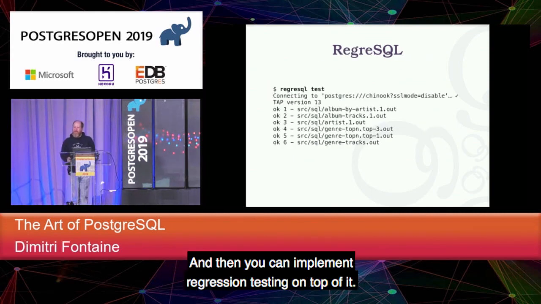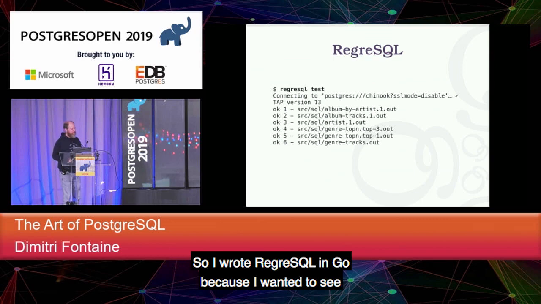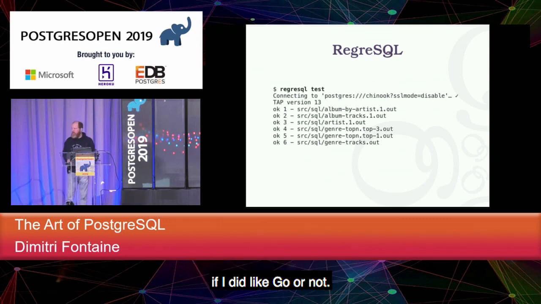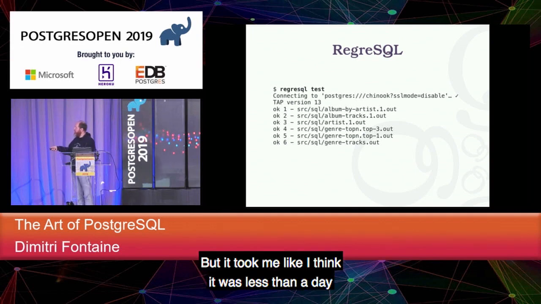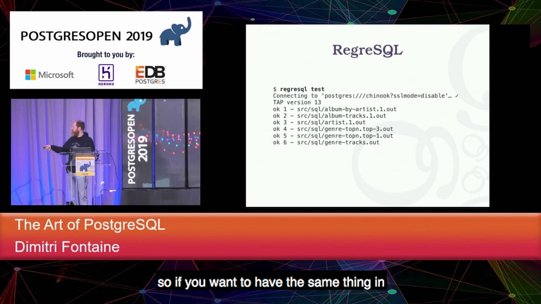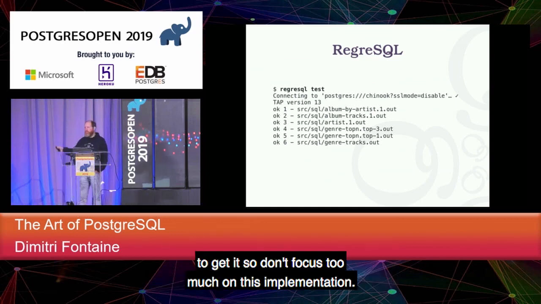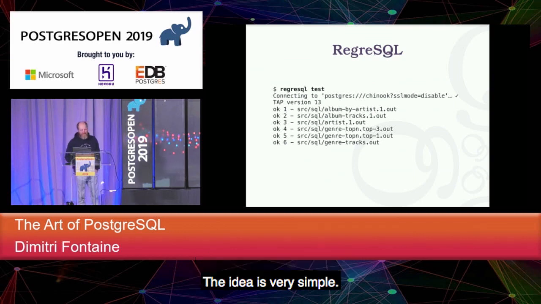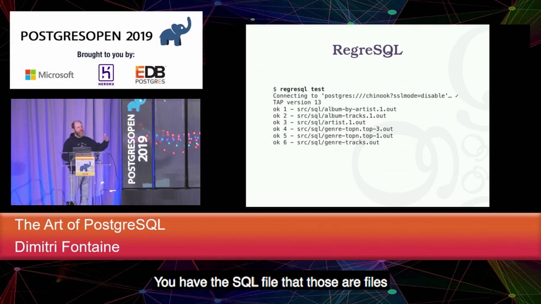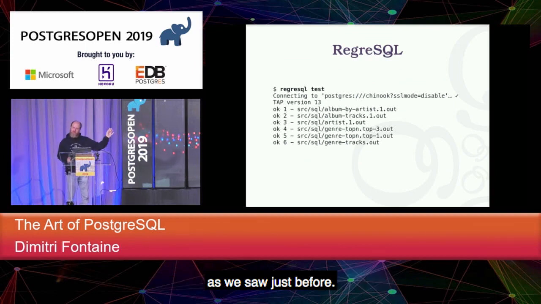And then you can implement regression testing on top of it. So I wrote pgloader in Go because I wanted to see if I liked Go or not. But it took me, I think, less than a day. So if you want to have the same thing in Java, Python, Ruby, whatever you're using, my guess is it's going to take you maximum two days to get it. So don't focus too much on this implementation. The idea is very simple. You have the SQL files. Those are files in your file system, right, in your code, as we saw just before.